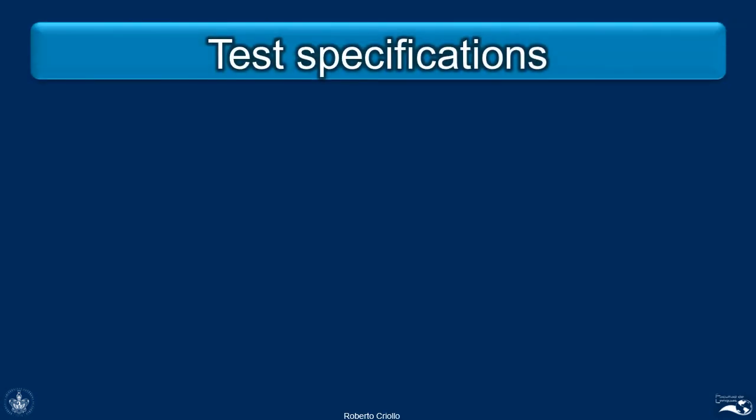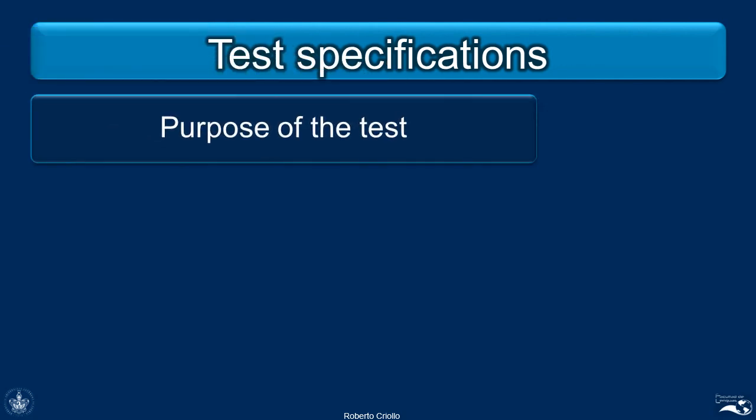The following are the elements that we need to include in test specifications. First of all, of course, very importantly, we must specify the purpose of the test. Is it an achievement test? Is it a placement test? Is it a diagnostic test? Is it a proficiency test?